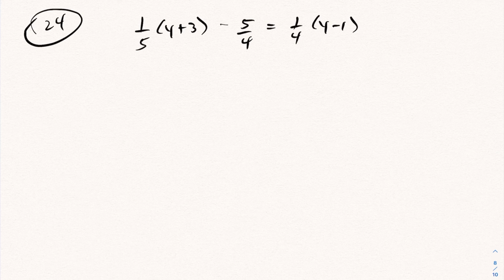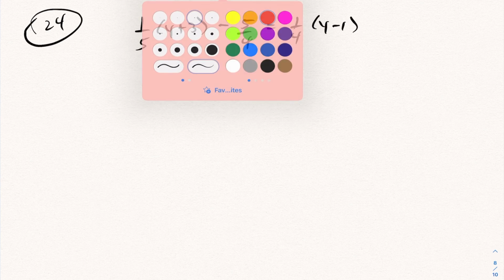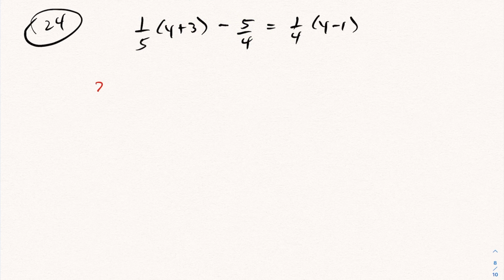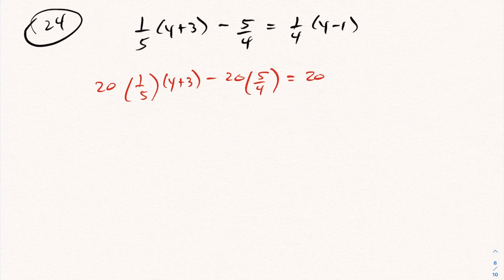Okay, so take a look here. This is number 24. Again, pause the video. Try this question out yourself. I want to go ahead and solve for y here. So I'm going to have to get rid of the 5 and the 4. The lowest common multiple between 5 and 4 is 20. So we're going to go ahead and multiply across by 20. Everything separated by addition and subtraction, we put a 20 in front.